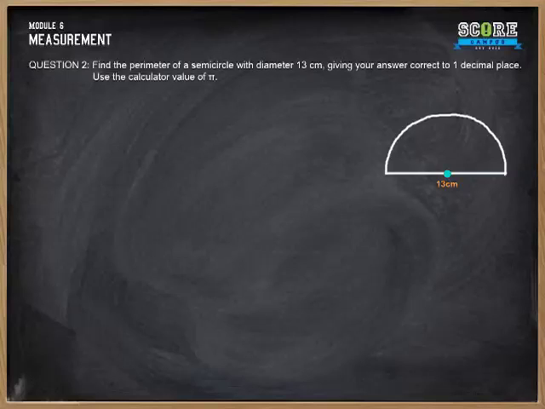Now, question 2. Find the perimeter of a semicircle with diameter 13 cm, giving your answer correct to 1 decimal place. Use the calculator for this one. Use the calculator value of pi. A semicircle, as you know, is half a circle. So first, we have to find half the circumference of a circle. So that is step 1. So what is half a circumference? It is going to be half times pi d. Pi d is a full circle, so take half of that and you get half the circumference.